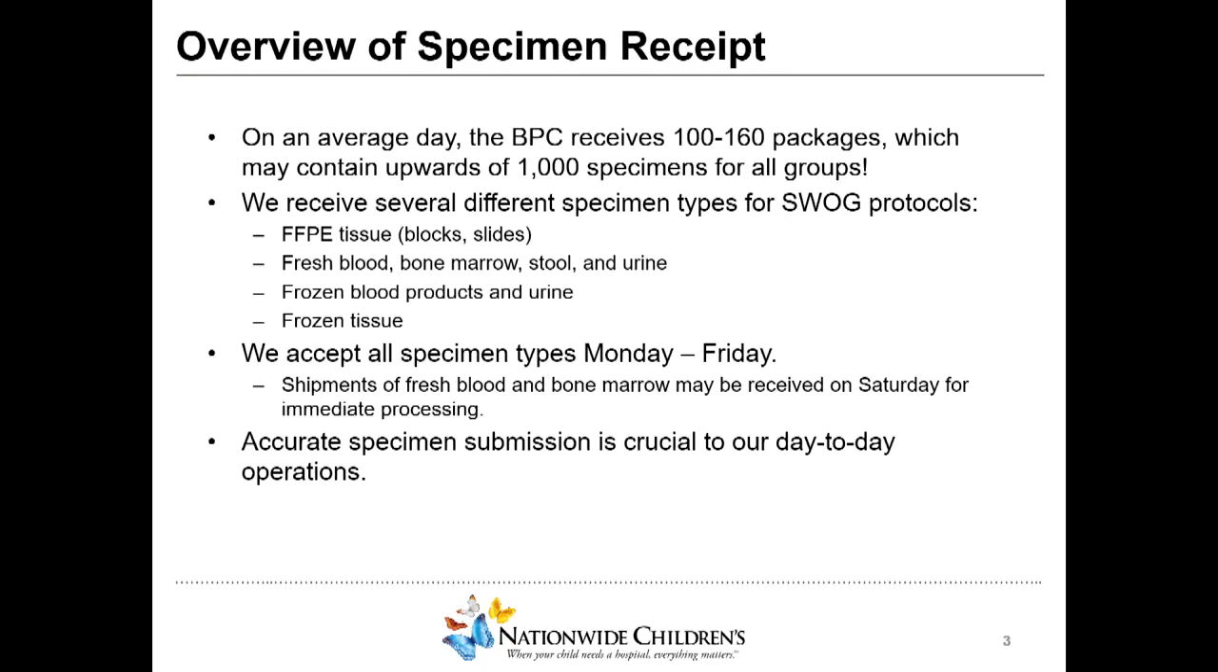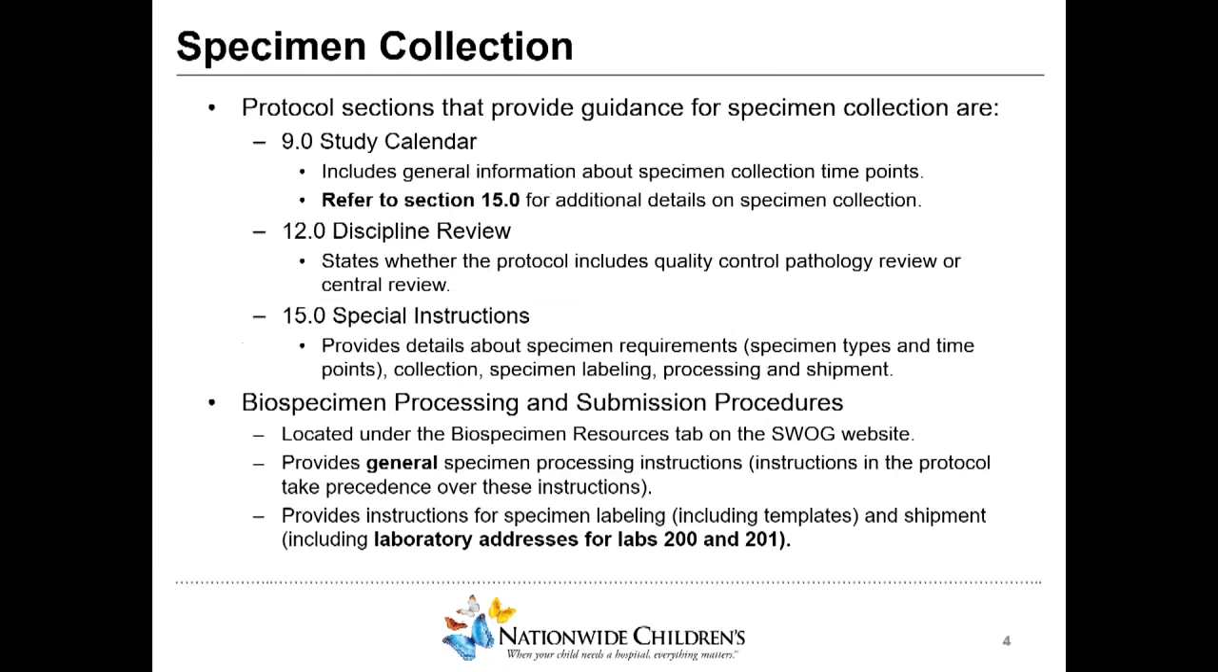Accurate specimen submission is crucial to our day-to-day operations, and double-checking your specimen collection, specimen labeling, and paperwork prior to submitting can help make sure that things run smoothly. When reviewing the SWOG protocols for specimen collection guidelines, protocol sections that are particularly helpful include Section 9, the study calendar, Section 15, special instructions. The study calendar includes general information about specimen collection time points, and Section 15 provides more detailed instructions regarding submission requirements, labeling, processing, and shipment.